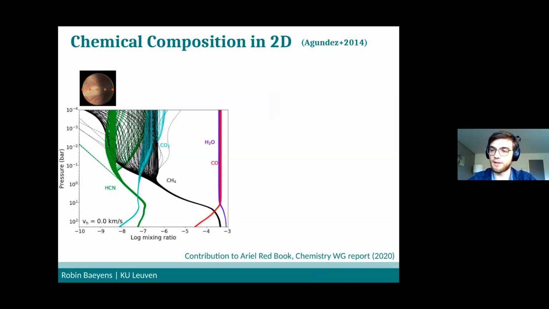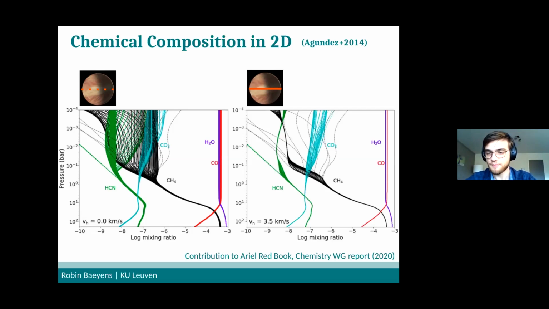But if we now also introduce the second dimension, which is introduced with this horizontal wind speed here, which I've put to 0 here, then we see a different figure, where all of these lines corresponding to different methane abundances are squished together, they are averaged out, and every part of the atmosphere will have also the same methane abundance. So this, as you can imagine, will also have an effect on the transmission spectra.